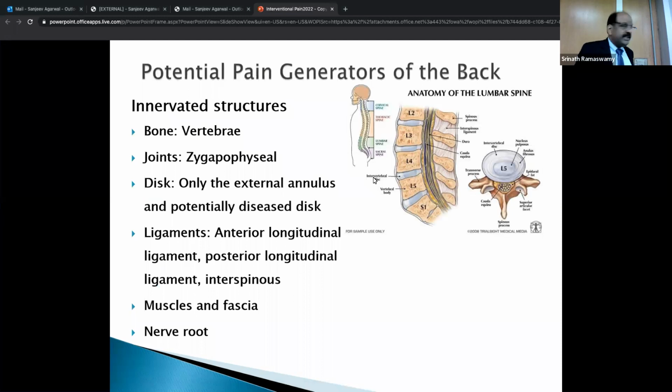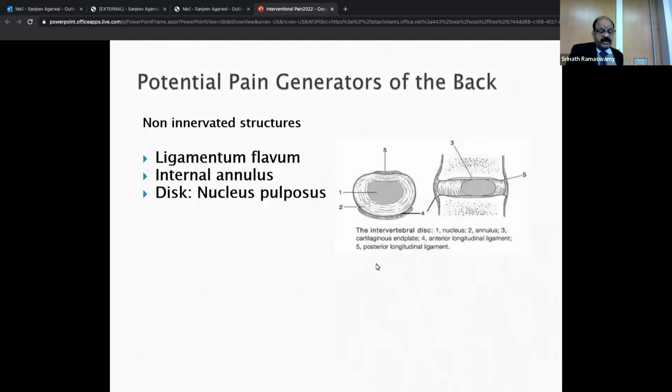Some of the potential pain generators in the lumbar spine are innervated structures and non-innervated structures. The innervated structures would be the bodies, transverse and spinous processes, facet joints, external annulus, anterior longitudinal ligaments, and the interspinous ligaments. Muscles and fascia can obviously cause pain, as can the nerve roots. Some of the non-innervated structures include ligamentum flavum, internal annulus, and nucleus pulposus.